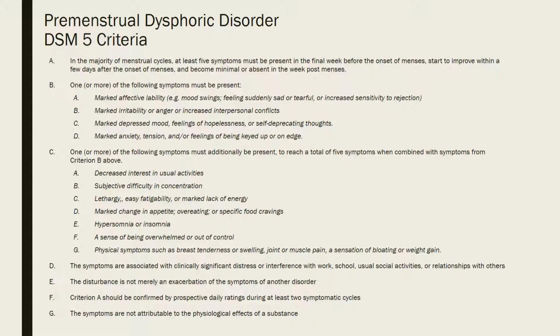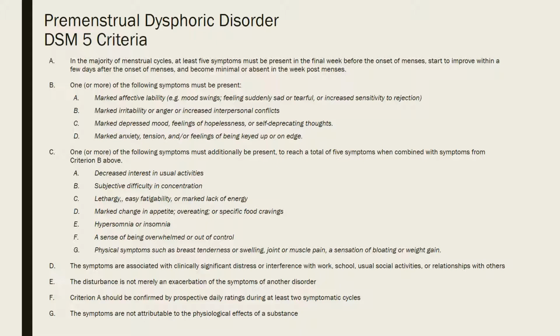So the criterion for that, in the majority of menstrual cycles, at least 5 symptoms must be present in the final week before you get your period, start to improve within a few days after you get your period, and become minimal and absent in the week that you don't have your period. So these women get one week a month of feeling kind of okay.